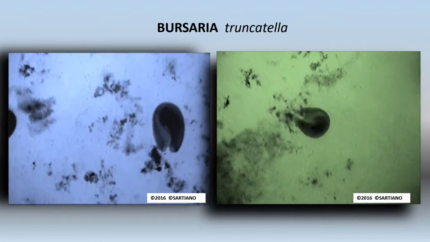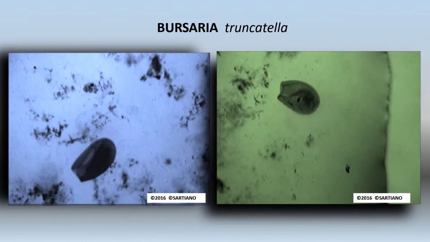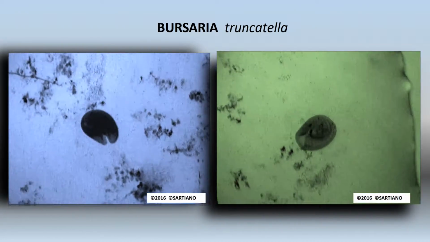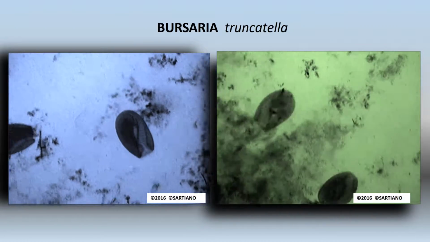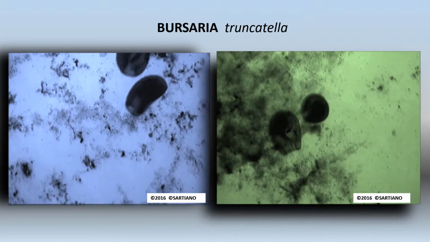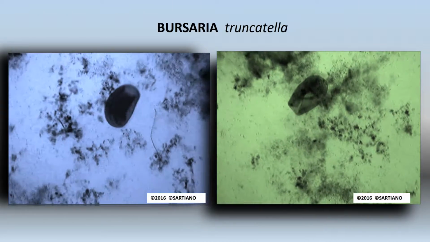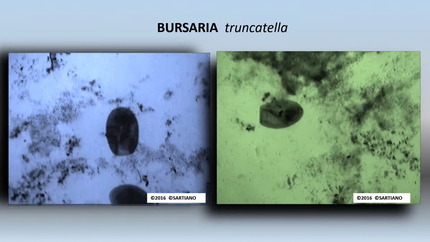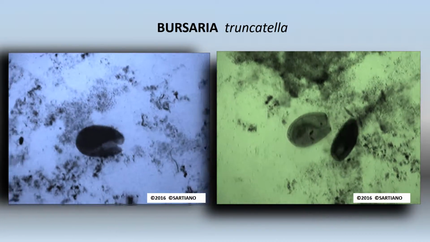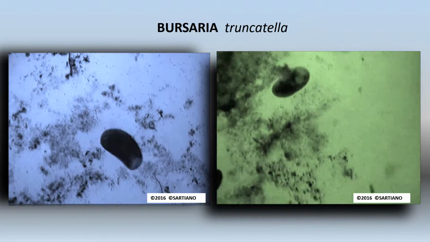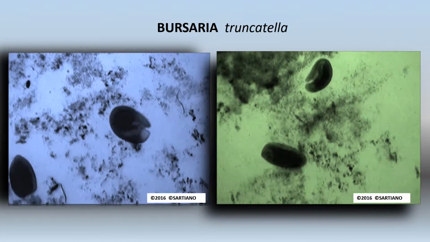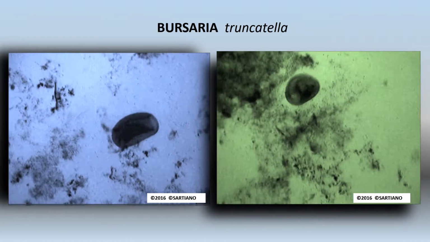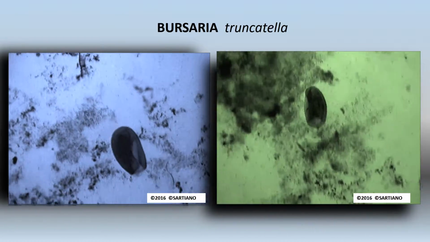Here again is Bursaria swimming freely in two preparations of non-cover slipped drops of water. Note that it swims quickly, mainly in the forward direction, with its peristome open, apparently screening for food. Note also that it can swim backward as well and change direction easily, and can rotate on its long axis.